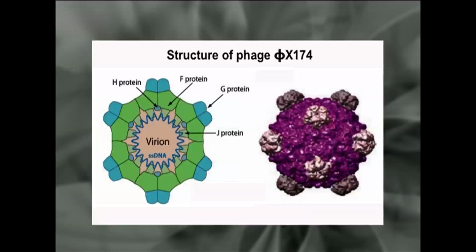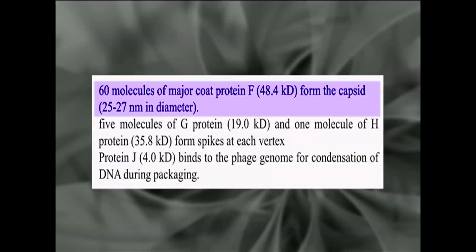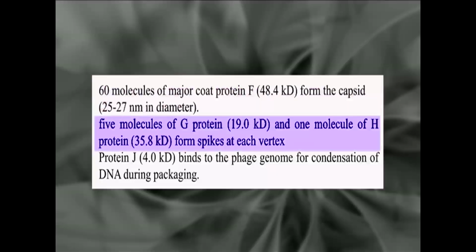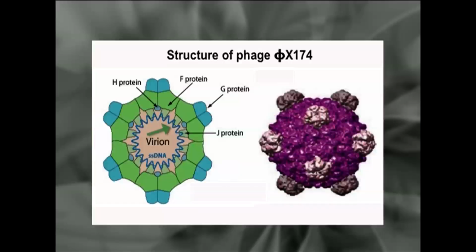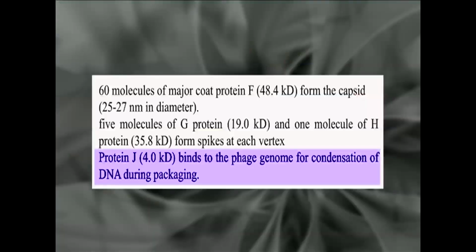Now, this is the structure of ΦX174. The capsid is composed of 60 molecules of major coat protein F, and each vertex is composed of 5 G proteins and 1 H protein. The 5 G proteins and 1 H protein together form a spike-like structure. So, it has 12 spikes, and these spikes are responsible for binding to its host. A small protein J is also found inside the capsid. The J protein binds to the single-stranded DNA and helps in the packaging of the DNA inside the capsid.